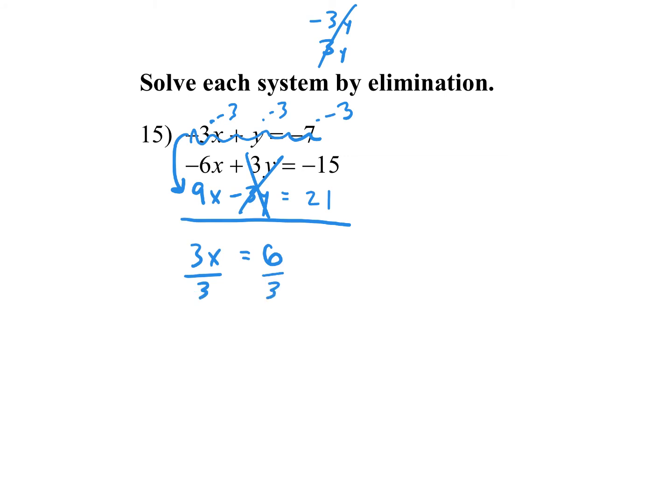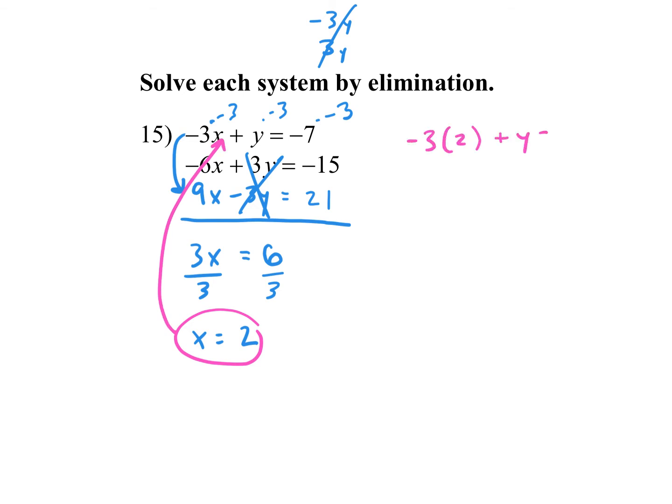Divide by 3. So x is equal to 2. And now how do I find y? Which one do you want to plug it into? Sure, we can plug it into the first. Just make sure you're plugging it into x. So I'm going to plug it into the original first equation into x. So I have negative 3 times 2 plus y is equal to negative 7. So this is negative 6 plus y is equal to negative 7.